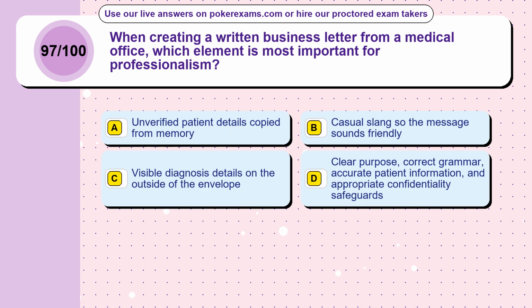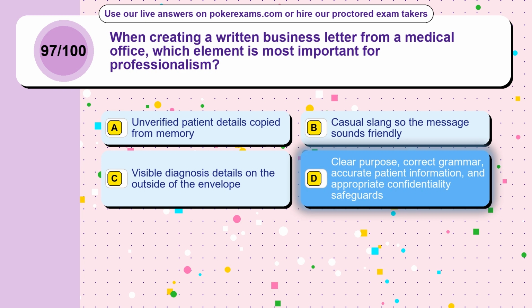Question 97. When creating a written business letter from a medical office, which element is most important for professionalism? Option A. Unverified patient details copied from memory. Option B, casual slang so the message sounds friendly. Option C, visible diagnosis details on the outside of the envelope. Option D, clear purpose, correct grammar, accurate patient information, and appropriate confidentiality safeguards. The correct answer is option D.